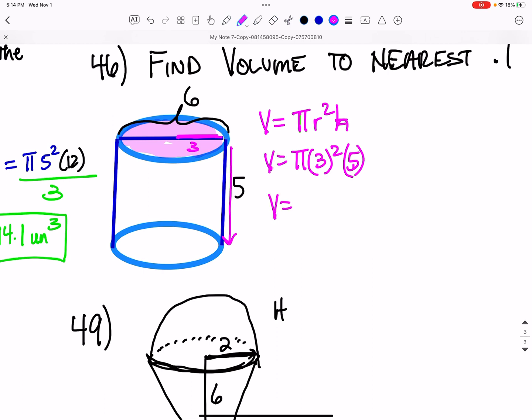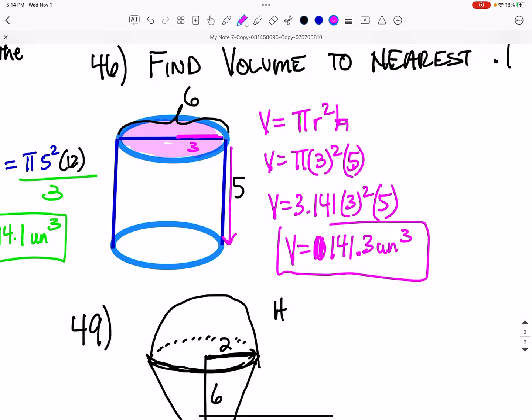So volume equals 3.14. You can throw in a 1, that's the next digit if you wanted to know. Times 3 squared times 5. Do it on my calculator. 3.141 times 3 times 3, because it's squared, times 5 equals 141.3 units cubed.